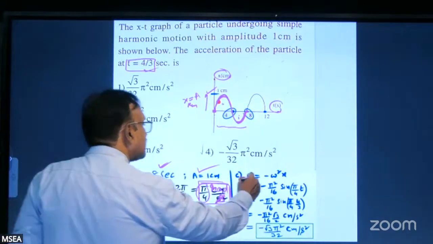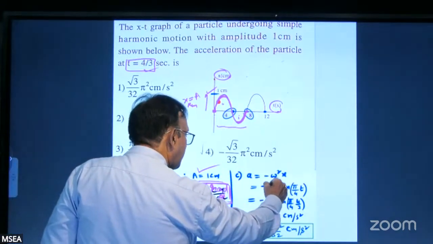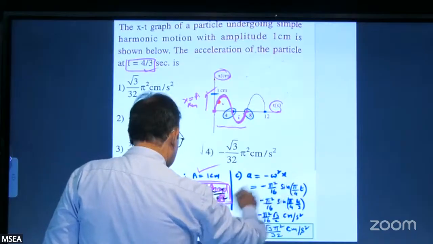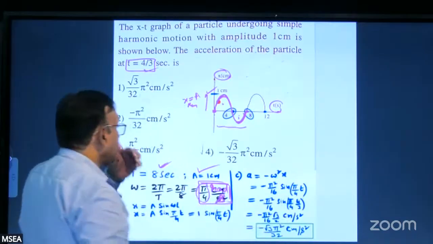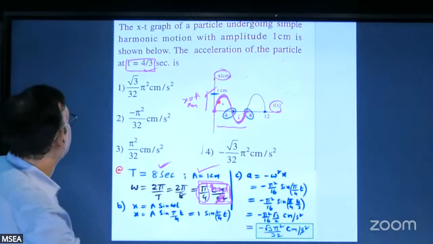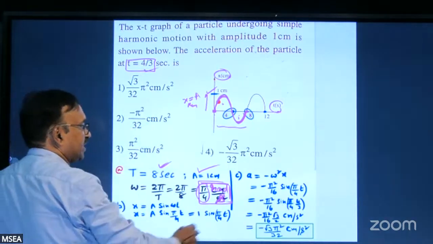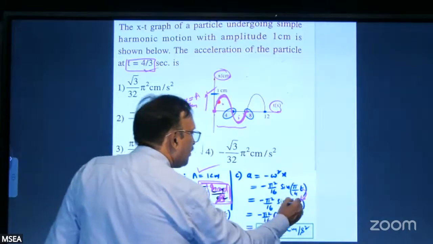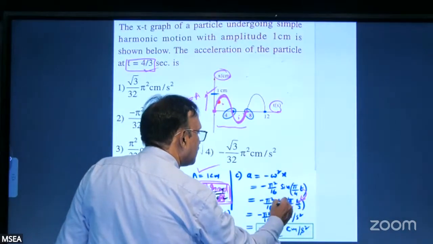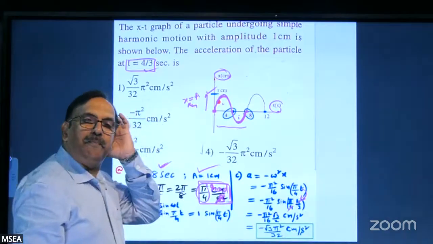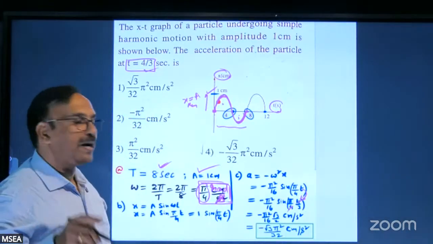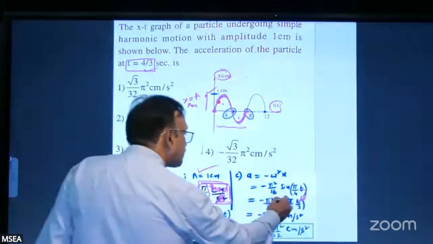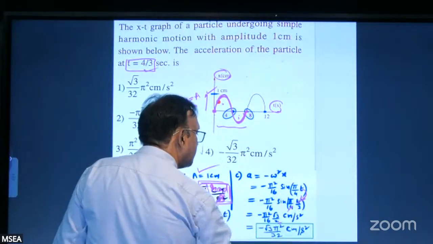So acceleration is minus ω² x, minus π² by 16 into sin(π/4 t). He is asking the acceleration at what instant of time? At t equal to 4/3 seconds. So in place of t, you write 4/3. This 4 will get cancelled, so this is sin(π/3). π radians means 180 degrees, so π by 3 means 60. Sin 60 is √3/2.